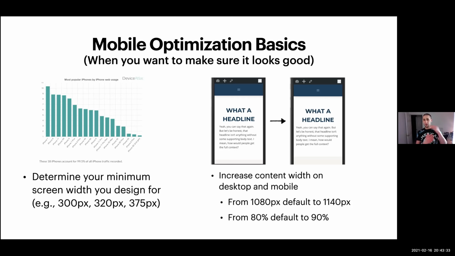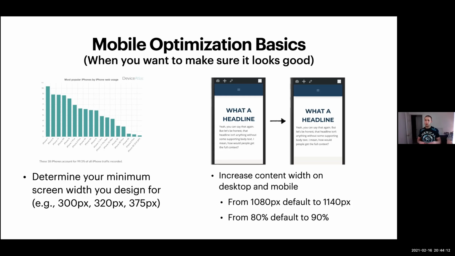I broke this down into basics, next steps, and advanced. First thing, determine your minimum screen width that you design for. If you're working with a client, you might tell them, hey, I only design down to 375 pixels. I've seen even agencies that say, we don't design for Internet Explorer. That's just part of our contract. You can take it or leave it. So you want to decide what's the minimum screen size you go down to. Once you know that, you know to check that screen size, and if it's good there, you're good for your minimum.